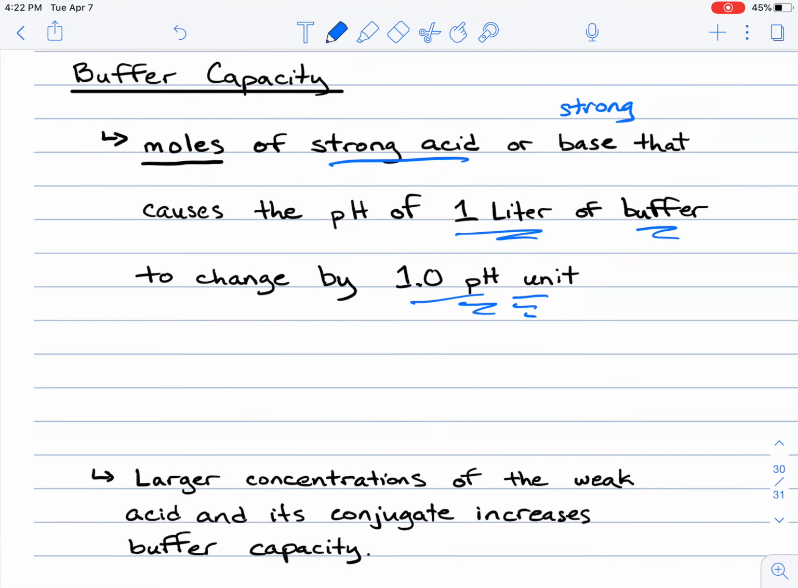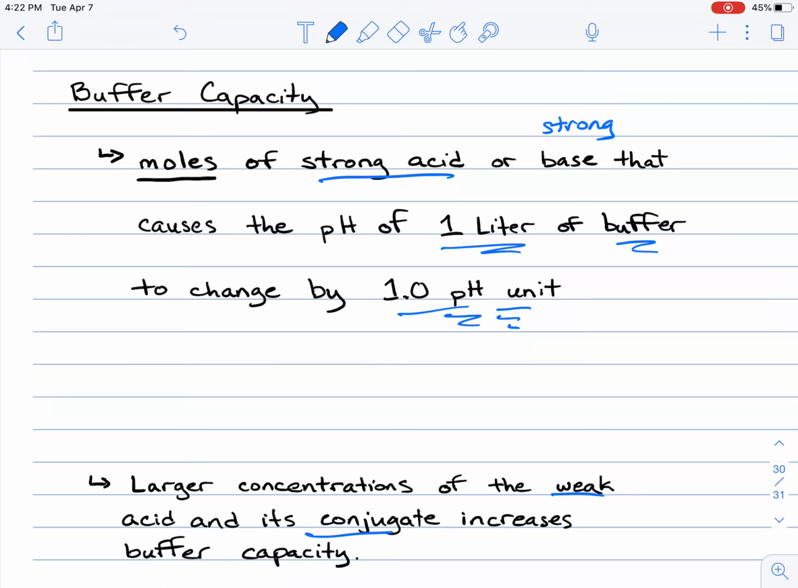And logically, if you add more weak acid and its conjugate, or weak base and its conjugate, it increases your buffer capacity. If you have 1 mole of weak acid and conjugate base, it has a lower buffer capacity compared to, for example, adding 5 moles of the weak acid and 5 moles of its conjugate base. And so the more concentrated your buffer is, its ability to resist changes to pH increases, because there's more of those substances.